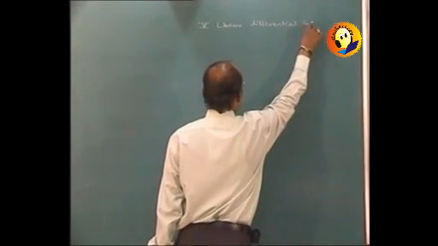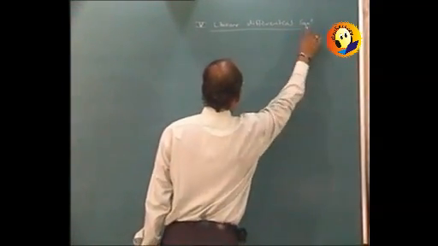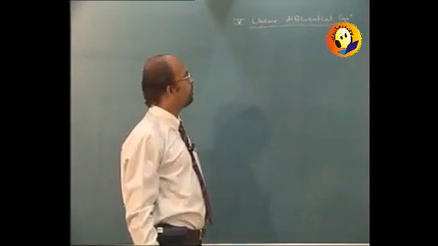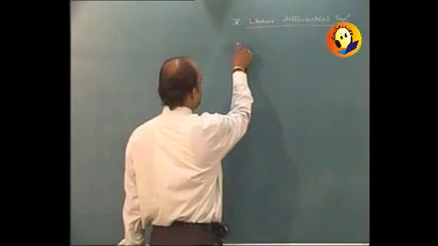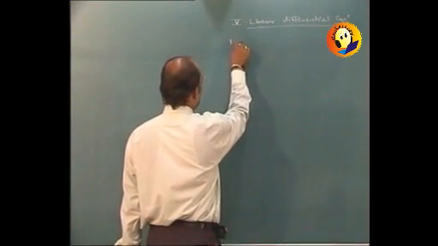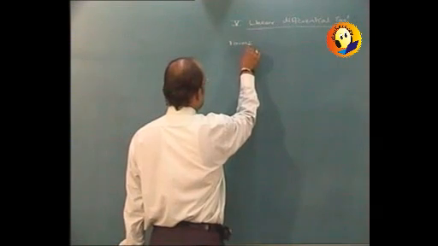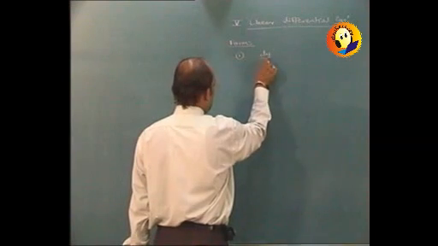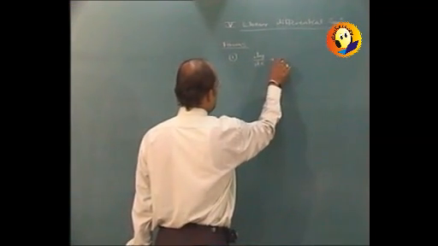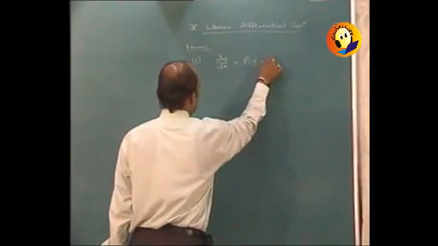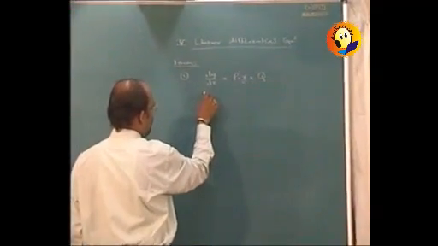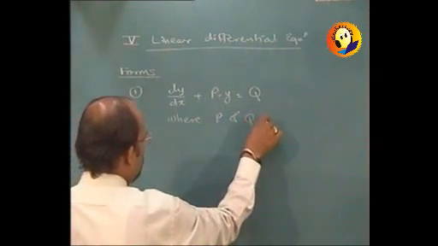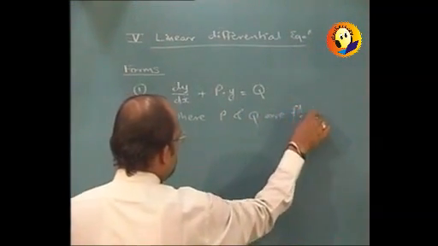equation, which simply means that the order of this differential equation is always going to be 1. It will be in the form, there are 3 different forms of it. The first one is dy by dx plus p into y is equal to q, where p and q are functions of x.